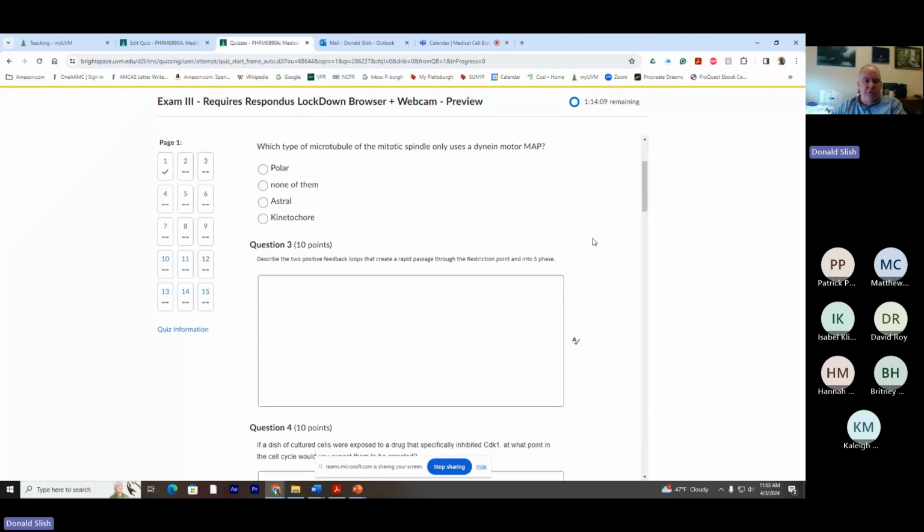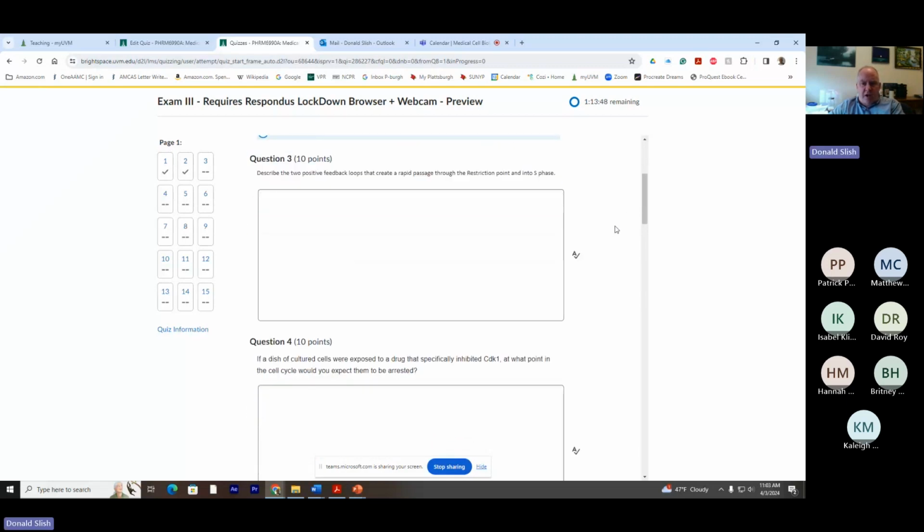Which type of microtubule of the mitotic spindle uses dynein? So dynein goes towards the minus end, so it would have to be something going towards the minus end of a microtubule, which would be your kinetochore. The one on the kinetochore is going towards the aster, so it's going towards the minus end.